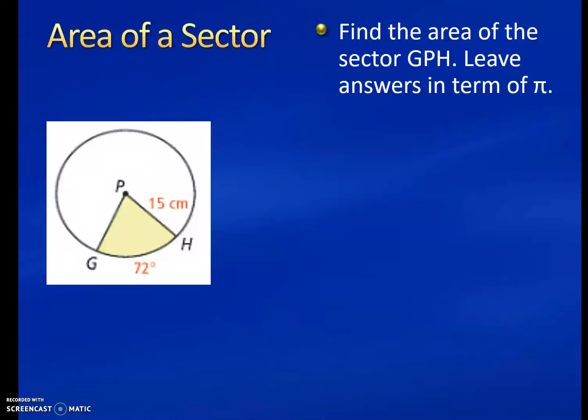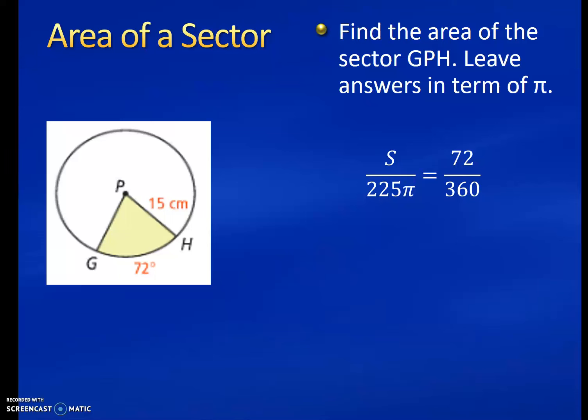So let's go ahead and jump into an example with this. We want to find the area of the sector DPH. So it's this portion right here that's shaded. And we're going to leave our answers in terms of pi. So thinking back to our lovely proportion, this time I'm going to use letter S instead of L because we're talking about the area of a sector. Since the radius is 15 and the area of a circle is pi r squared, I'm going to take 15 and square it. So 15 squared is 225 times pi equals, and then over here 72 out of 360, everything that's in terms of degrees.